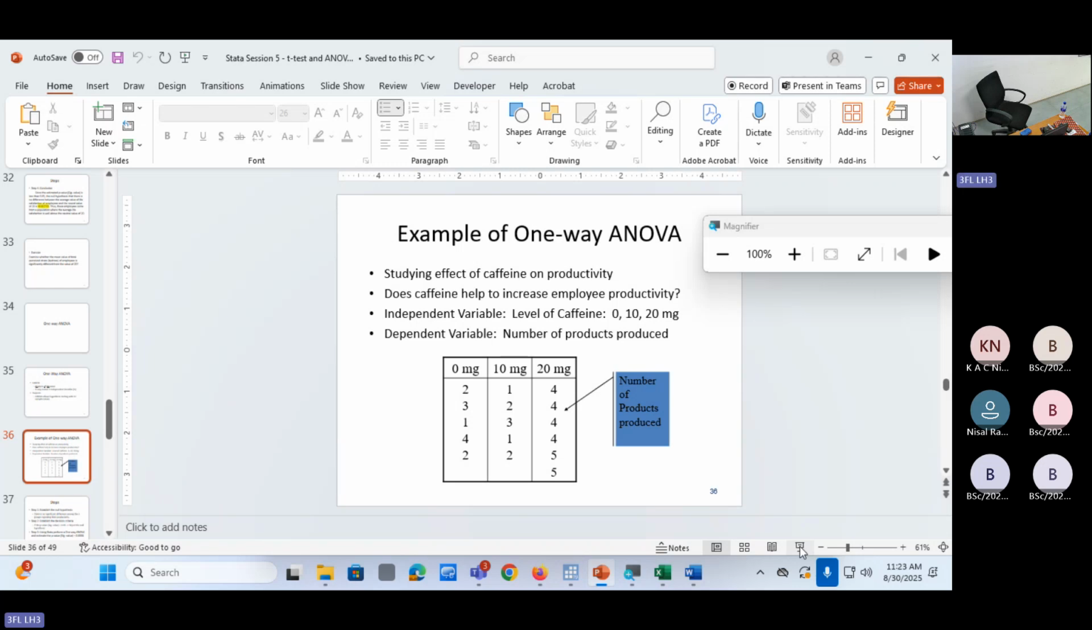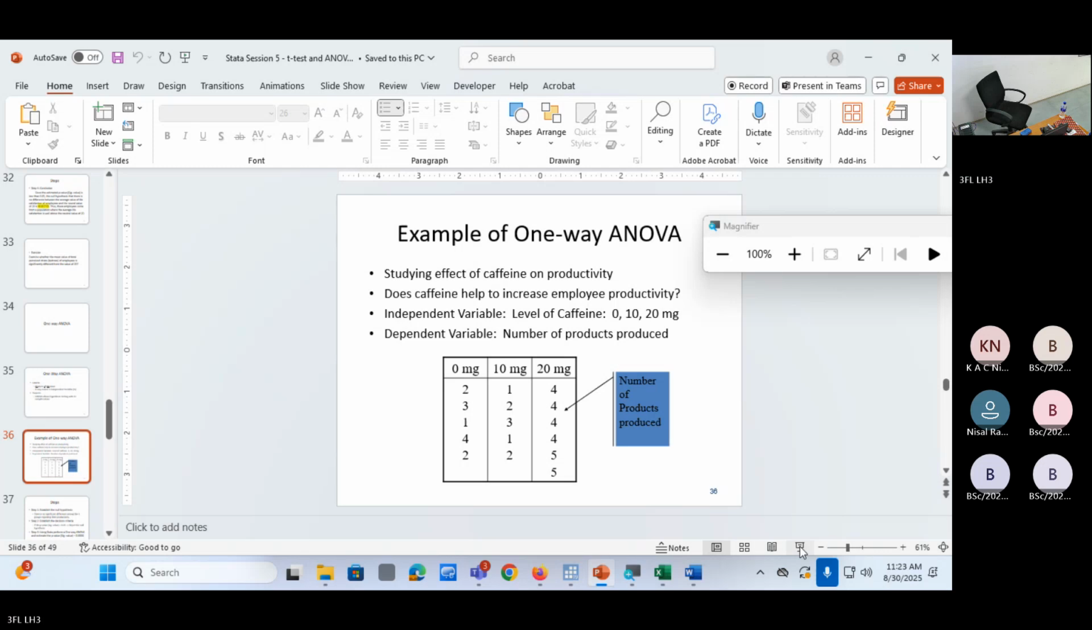Again, how many steps are there in a test of differences? There are 4 steps. What are the 4 steps? Establish the null hypothesis. Then establish the decision criteria. Then number 3, perform the one-way analysis using the software. And number 4, draw the conclusion.